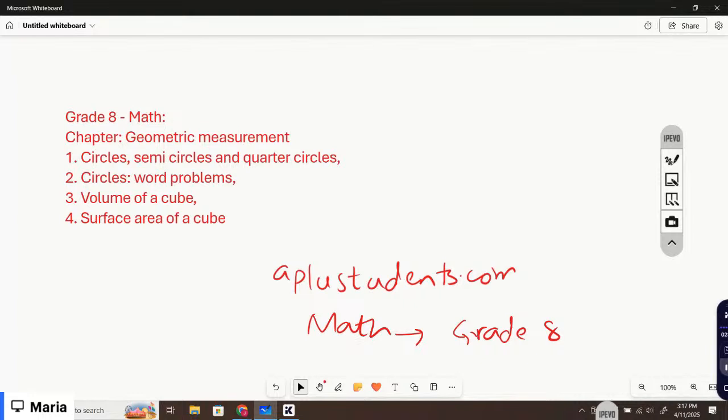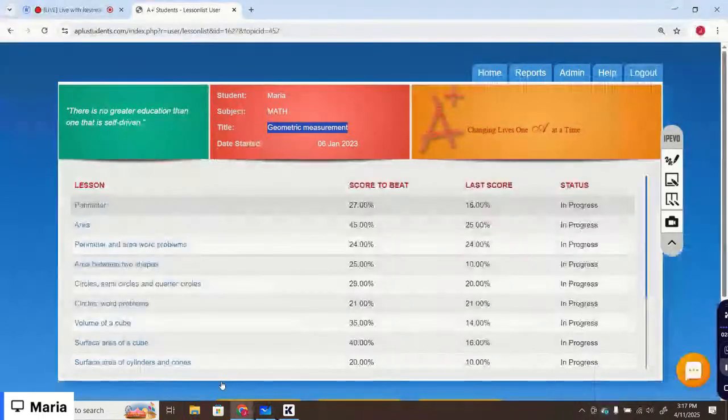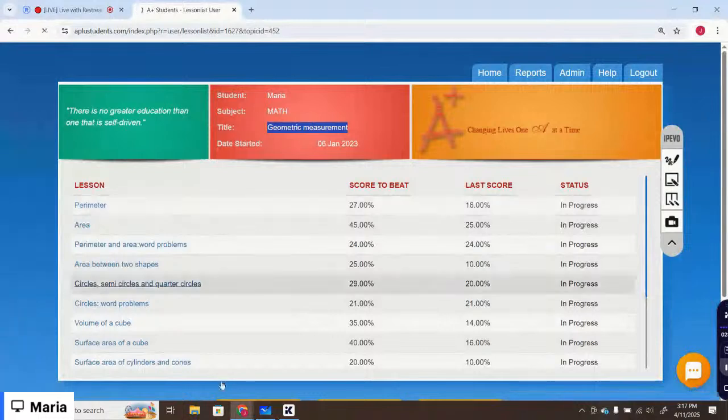We're going to start with the chapter geometric measurement. The lessons we're going to cover today are circles, semicircles, and quarter circles, circles word problems, and volume of a cube. So please make sure you have your notebook and pen so that you can note down the important examples and definitions as well.